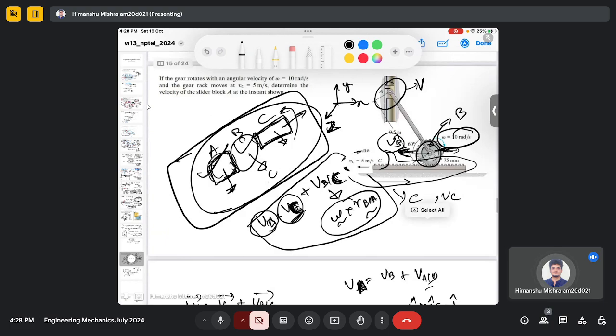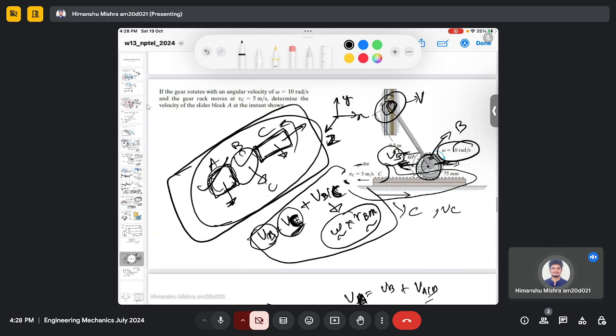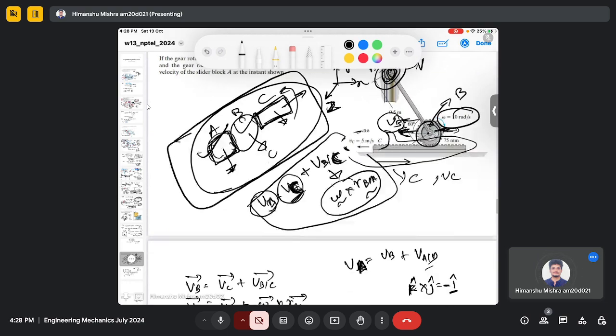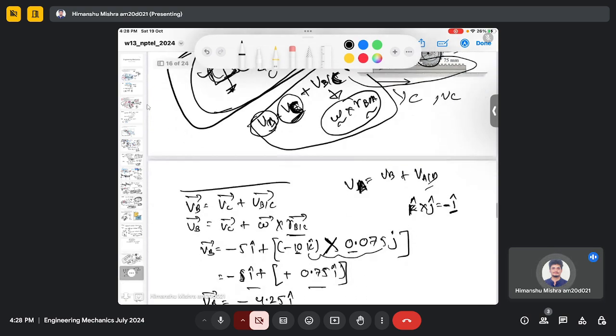Now as this gear is moving to the left, it creates the upward or downward motion of body A. Now we need to find the velocity of this body A. We already know the velocity of body B, so we can use this expression between A and B. Earlier we used it between B and C, now we use it between A and B.